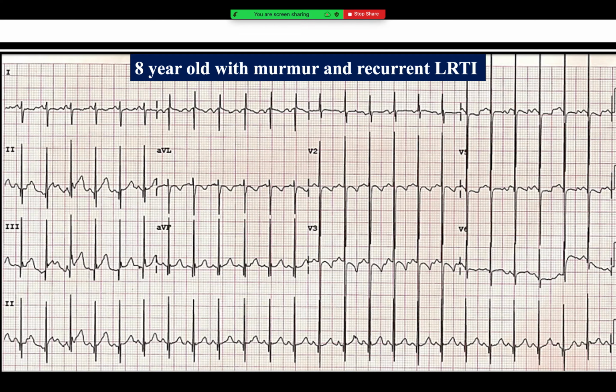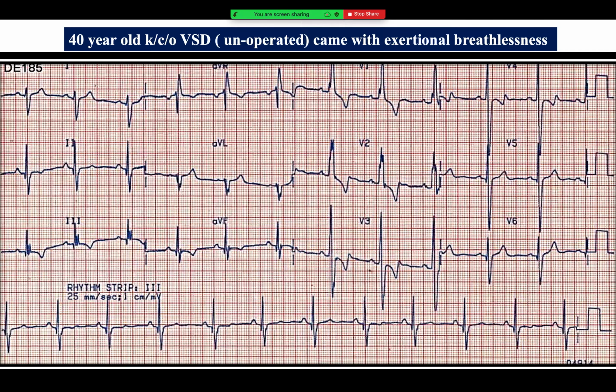LV volume overload. Okay, so what is that sign? Katz-Wachtel phenomenon, which is characteristic for the VSD. So biventricular hypertrophy is there. So what does it mean? Biventricular hypertrophy with right atrial enlargement. There is large left to right shunt with high pulmonary vascular resistance. Yeah. What is happening over here?